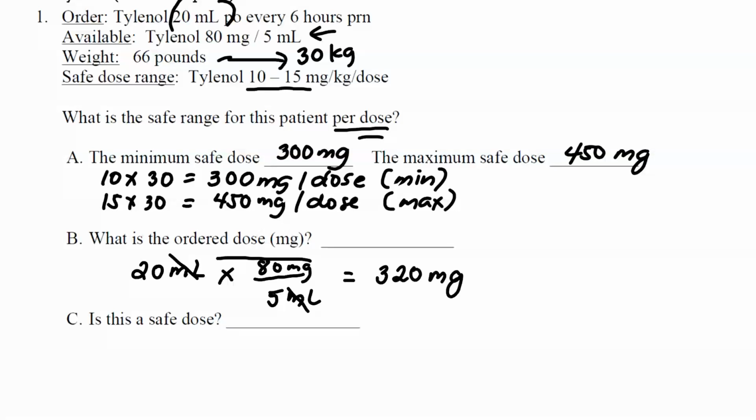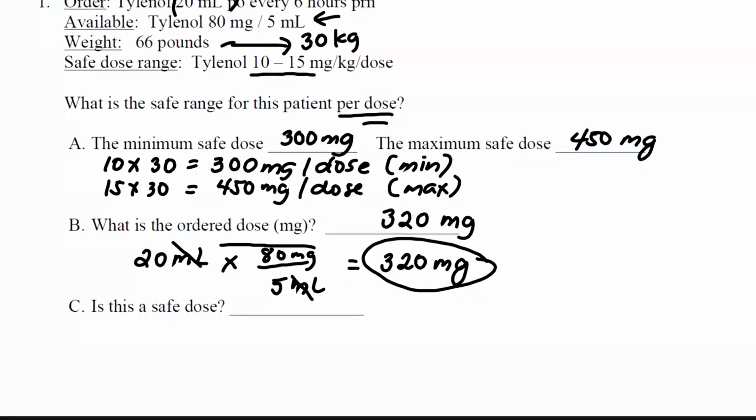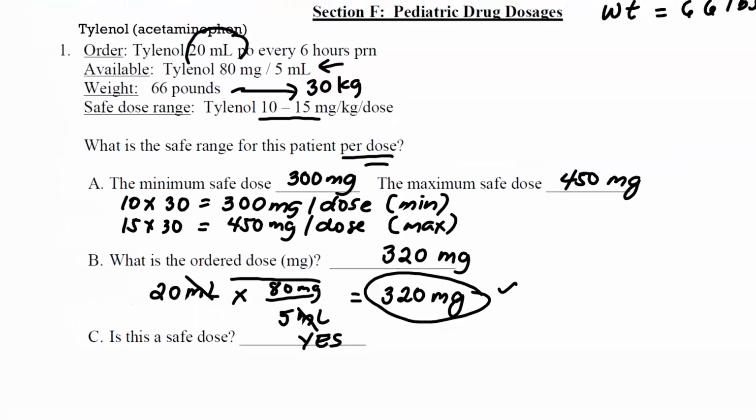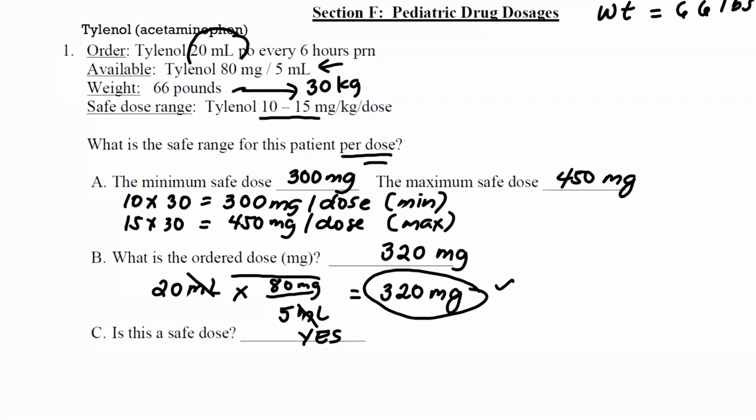We cancel the ml out. Then we multiply and divide. Our answer is 320 milligrams. So that's the dose that we're going to give, right? As you can see, it's the opposite, right? Because this time, the doctor ordered it in ml instead of in milligrams.